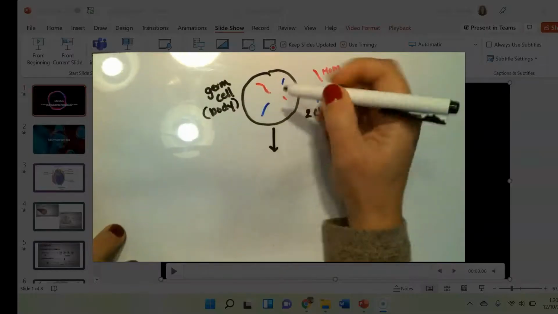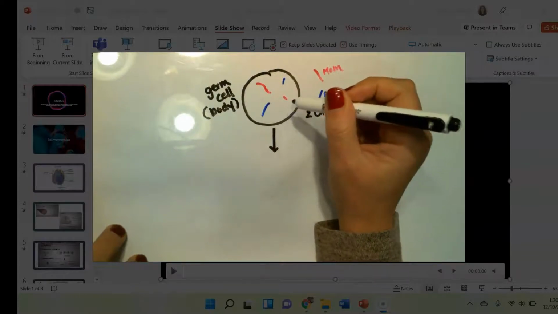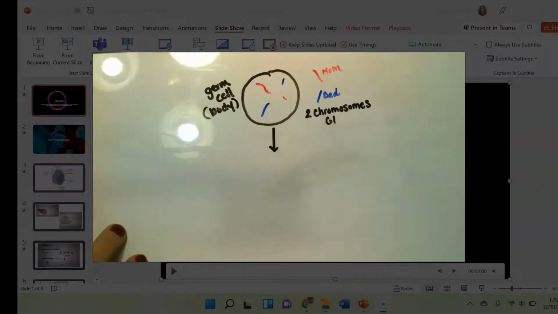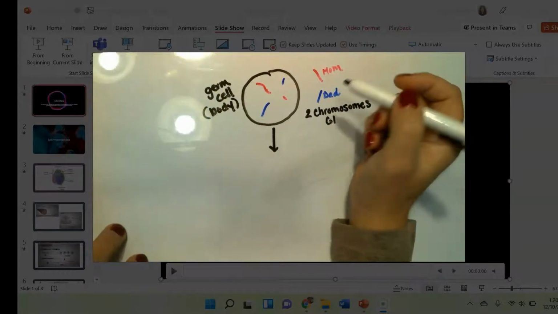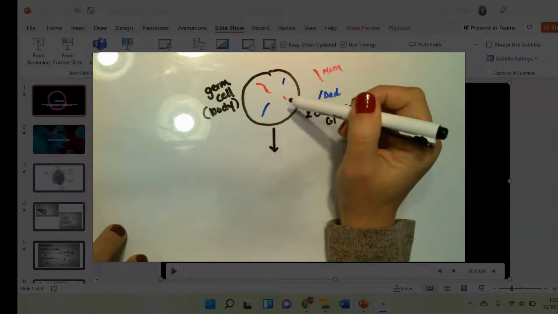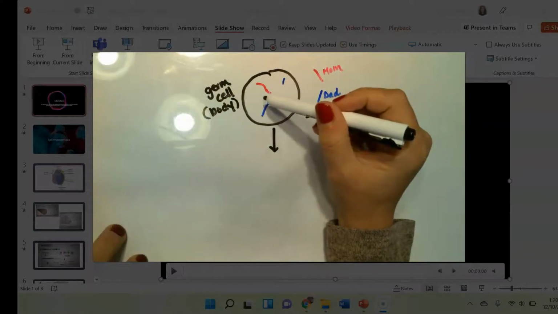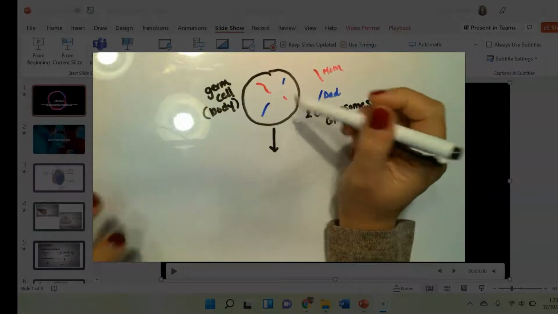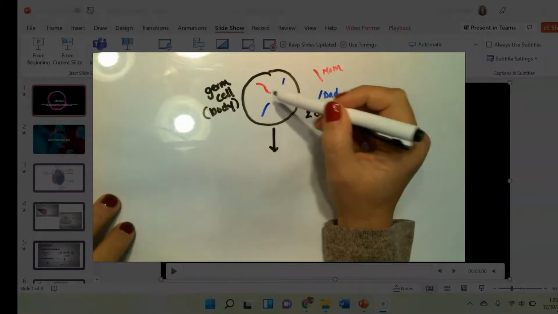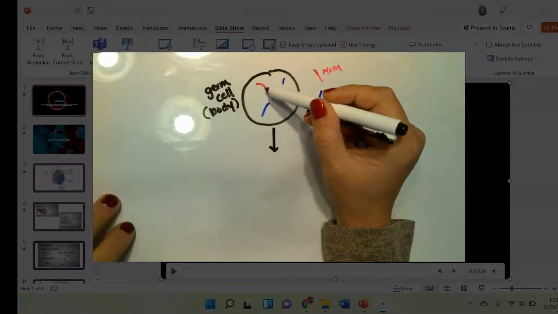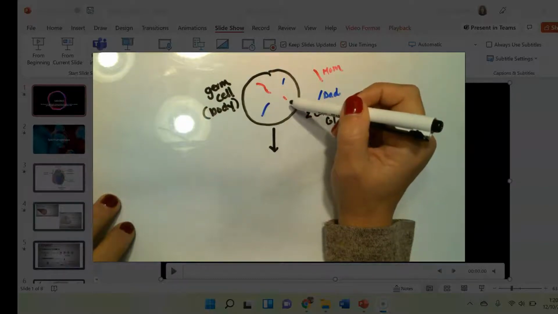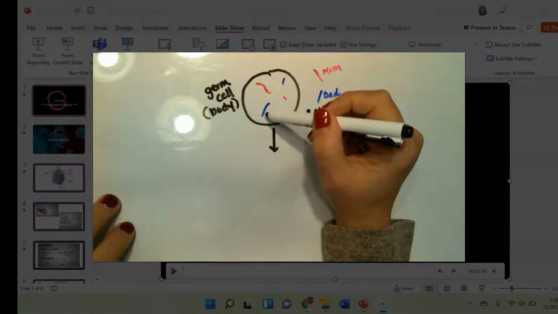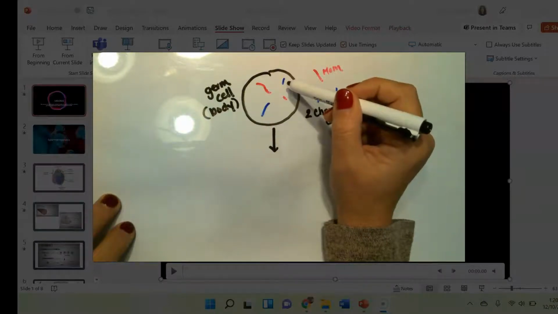So we're going to start with a body cell, or what we would call a germ cell, kind of a generic cell that would be found in the cells of our body. Now, what we have here is, let's say this organism has 2 chromosomes in it, say chromosome 1, chromosome 2. We have 23, but we're not going to draw 23 chromosomes. So we're going to pretend there's 2 chromosomes. Mom gave you a copy of chromosome 1, mom gave you a copy of chromosome 2. Dad gave you a copy, or sperm gave you a copy of chromosome 1, sperm gave you a copy of chromosome 2, right?